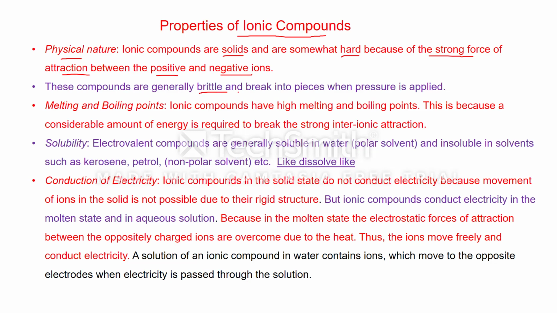What is the meaning of brittle? That is, they break into pieces when pressure is applied. Melting and boiling points. Ionic compounds have high melting and boiling points. Why? Because a considerable amount of energy is required to break the strong inter-ionic attractions.